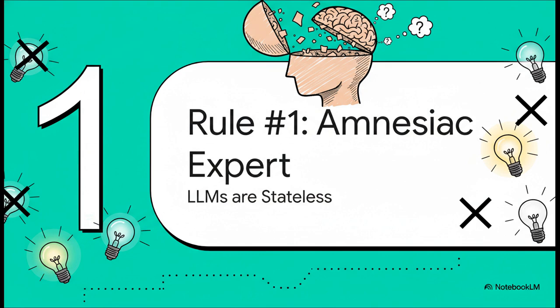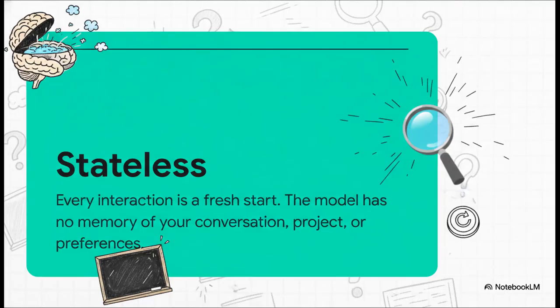I want you to imagine your AI is this world-class, brilliant expert, but with total and complete amnesia. Every single time you talk to it, it's a brand new start. So, when we say an LLM is stateless, we mean it literally. It has no memory. It doesn't remember what you told it 5 minutes ago, let alone what you were working on last week. Each time you send a message, it gets processed, a response is generated, and then its memory is completely wiped clean. It is a blank slate every single time.